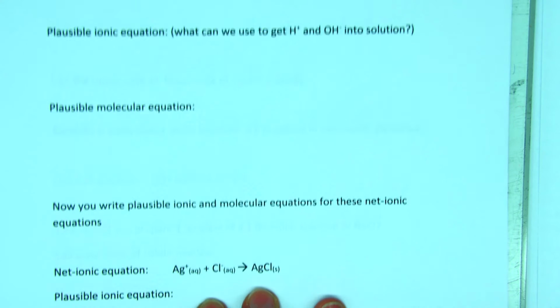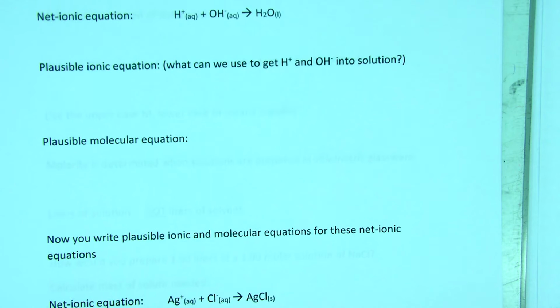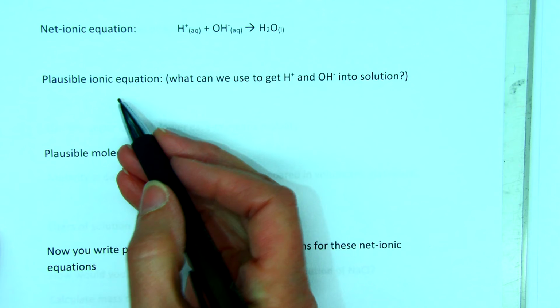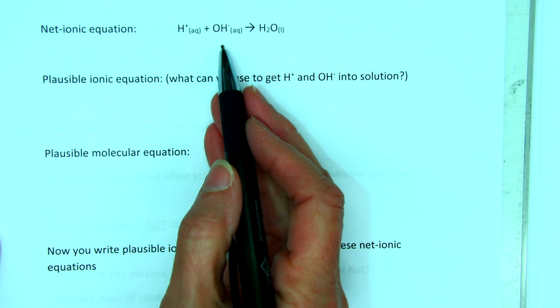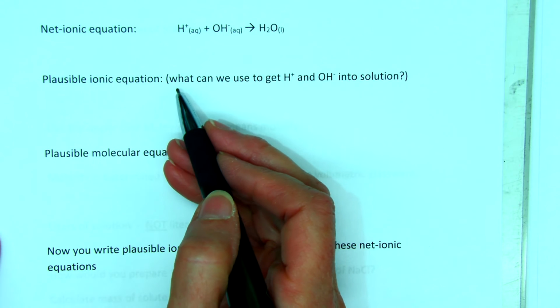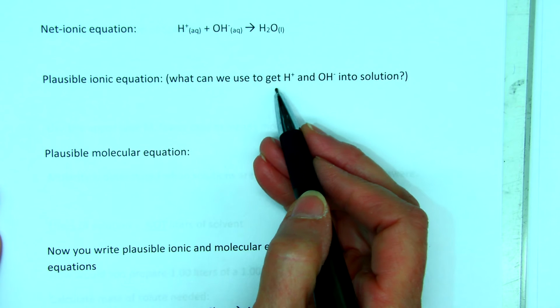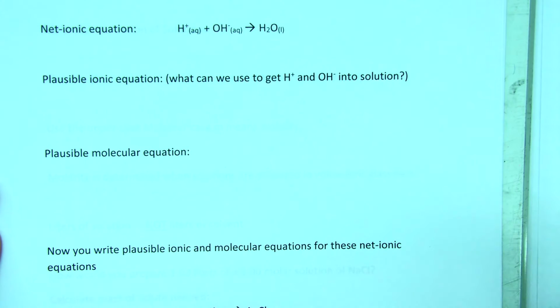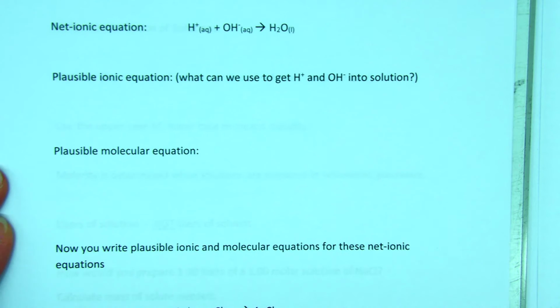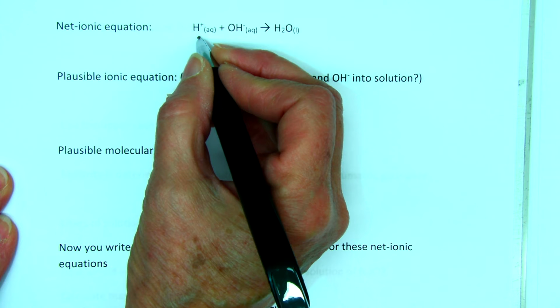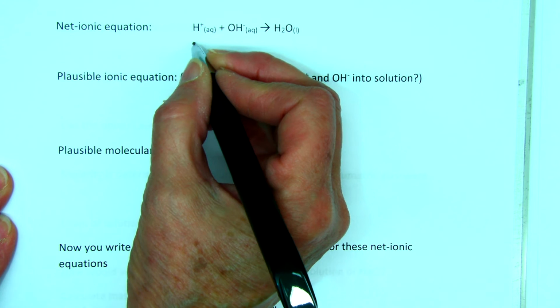So let's look at this example. Here I have hydrogen and hydroxide reacting to make water. So I have to think now, that's the real chemistry. Let's go backwards. Let's add some spectator ions. What can I use to get the hydrogen and the hydroxide in solution so that they can react with each other? Well, if I want a cation in solution, I need a soluble anion.